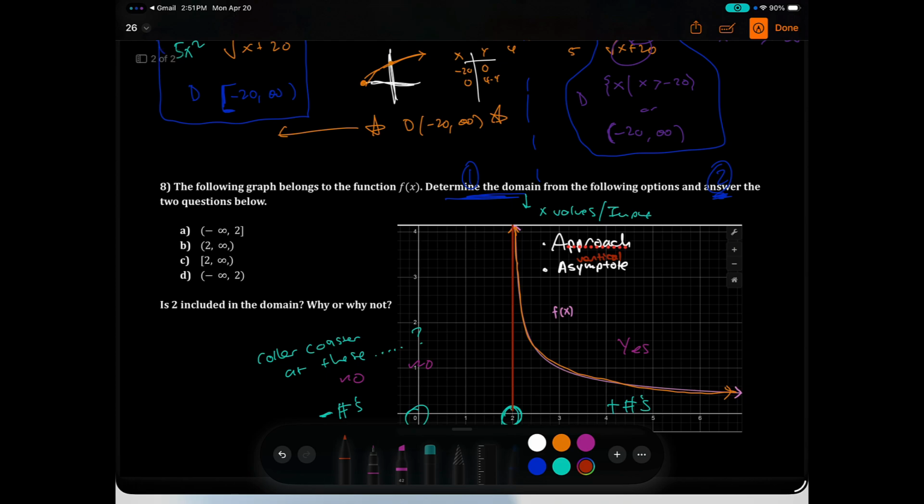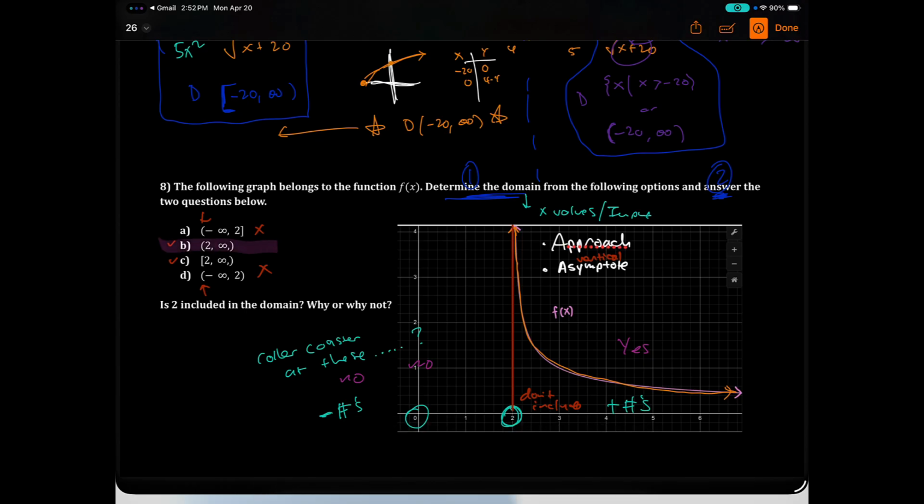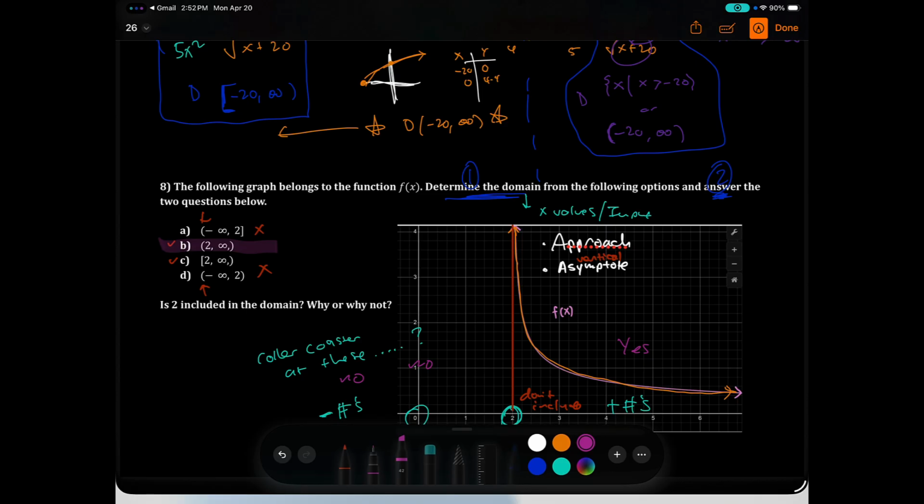Okay, so let's go back. I'm not going to include 2. Don't include means you're not going to have a bracket. You're going to have a parenthesis. It's not this one because we're not coming from negative numbers. And then we have B or C, and the correct answer is going to be B. The parenthesis means you're going to start at 2, but not include 2. Not exactly 2. You can do 2 and 1 hundredth, 2.10. All the positive numbers, that works.